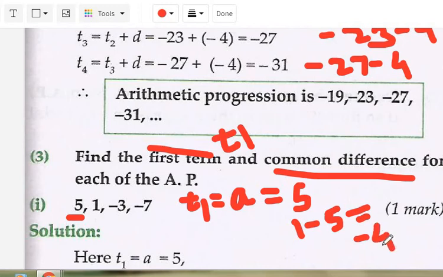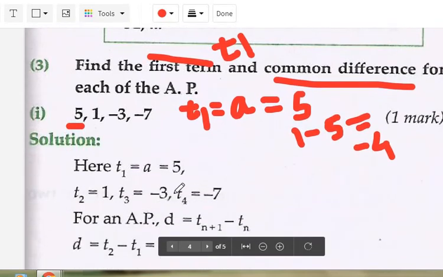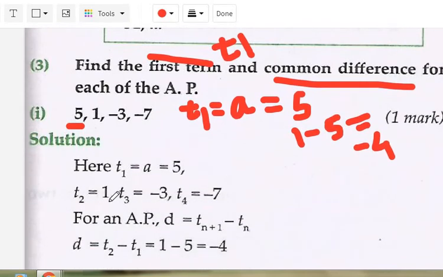And sign of greater number, that is -4 is your common difference. Now see how to solve this. T1 is equal to A is equal to pi. T1 pi, T2 1, T3 -3 and T4 -7. For an AP, common difference D is equal to, what is the formula for D? Tn plus 1 minus Tn.